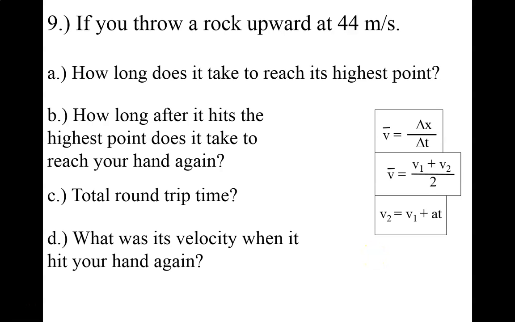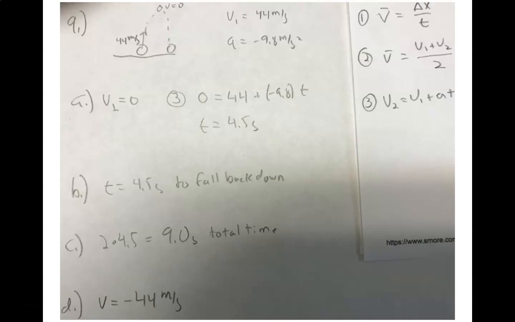So we throw a rock upwards at 44 meters per second. How long does it take to reach the highest point? How much time does it take to fall back down? How much time is it in the air? And what's the velocity when it reaches my hand again?